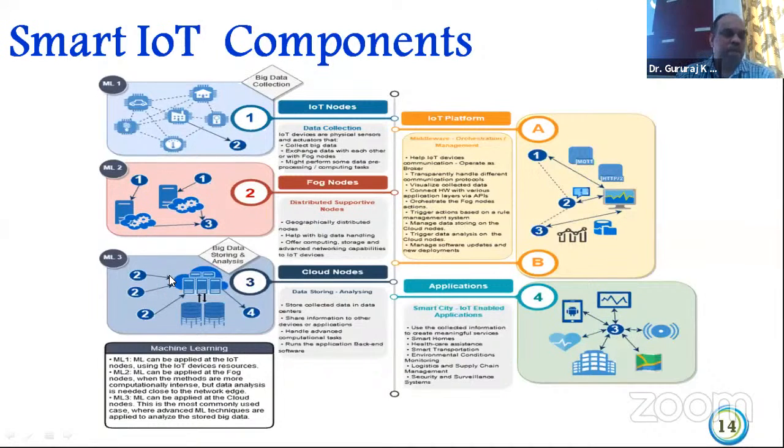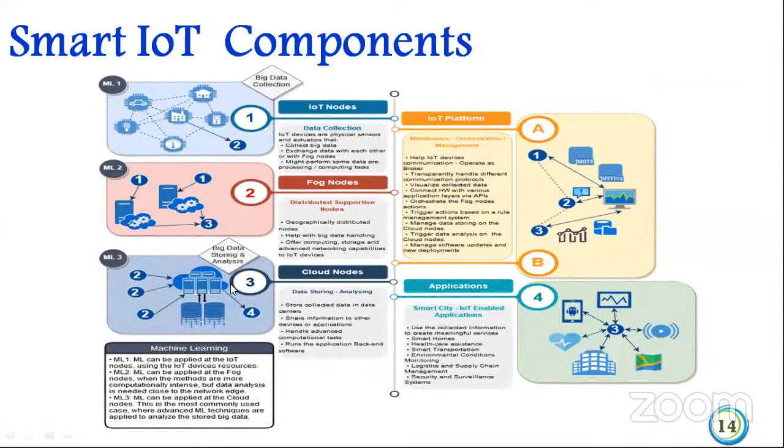So we have ML, that is machine learning, which can be applied for fog nodes, where we can have more computationally intense nodes for analyzing the data in the network edges, how they are communicated. Then we have big data storage analysis: how we are getting data from the cloud nodes, what is the frequency of the data, from which data centers we are getting the data, how frequently we are sharing it, and from which particular devices more data is available for us. So all those data can be analyzed.